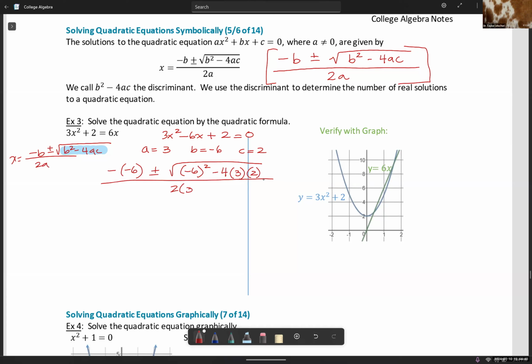So this is 6 plus or minus a square root 36 minus 24.